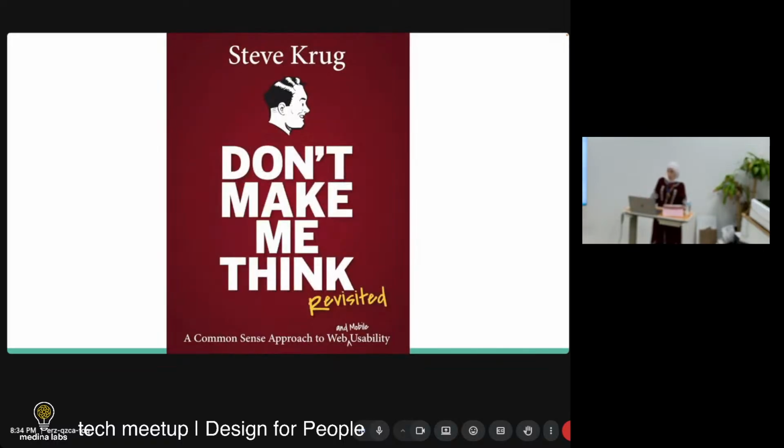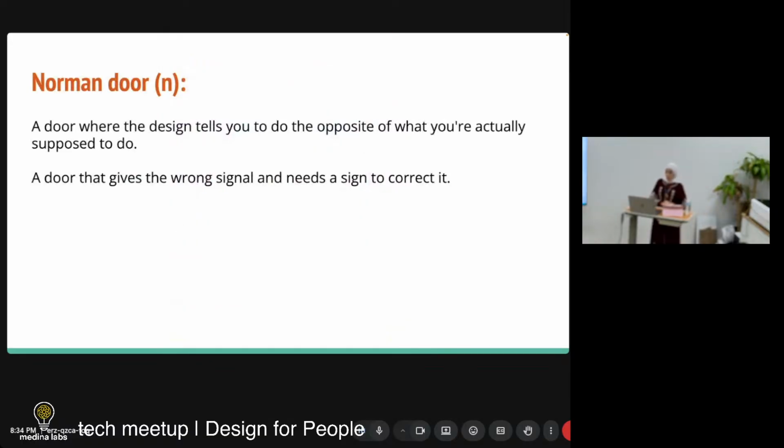This is just one book recommendation. If you want to learn more about this topic, it's called Don't Make Me Think. It mostly focuses on not letting the user think when you design. There's a concept called normal doors, which is a door where the design tells the user to do the opposite of what they are actually supposed to do. So the door gives the user a signal and needs a sign to correct it.